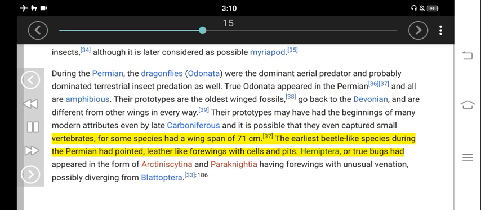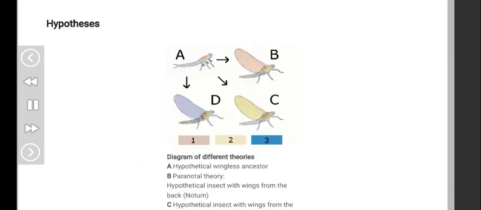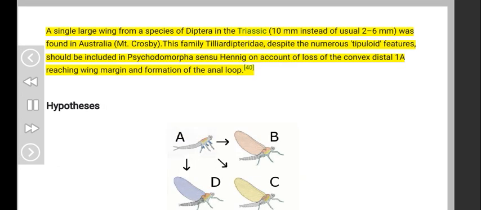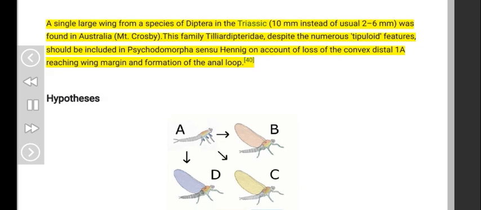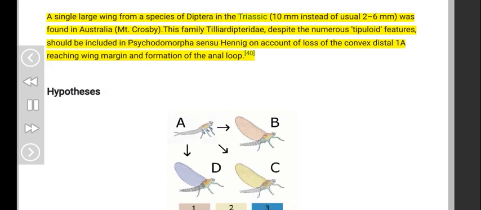The earliest beetle-like species during the Permian had pointed, leather-like forewings with cells and pits. Hemiptera, or true bugs, had appeared in the form of Archescytinidae and Paraknightia, having forewings with unusual venation, possibly diverging from Blattoptera. A single large wing from a species of Diptera in the Triassic, 10 mm instead of the usual 2 to 6 mm, was found in Australia. This family Tillyardipteridae, despite the numerous tipuloid features, should be included in Psychodomorpha sensu Hennig on account of loss of the convex distal 1A reaching the wing margin and formation of the anal loop.